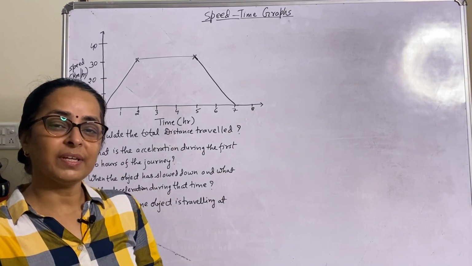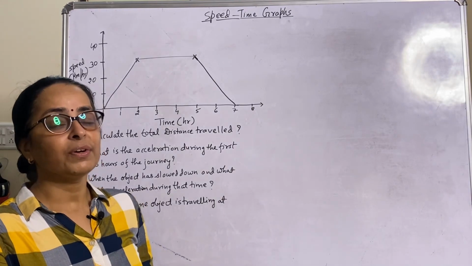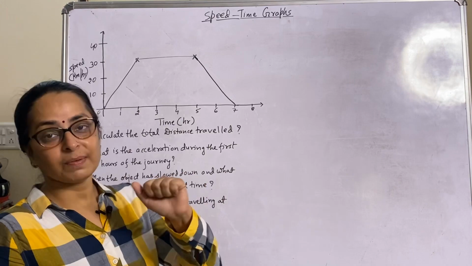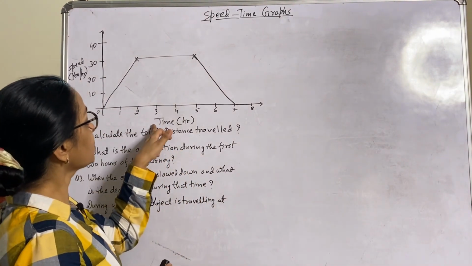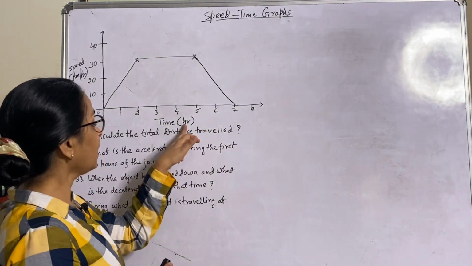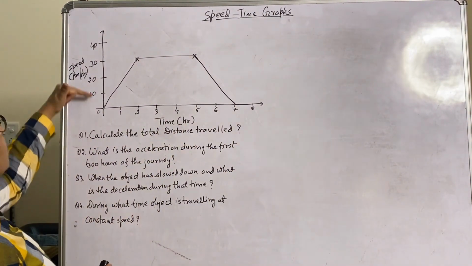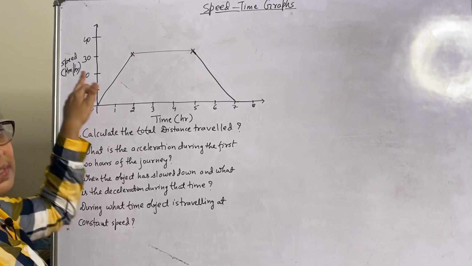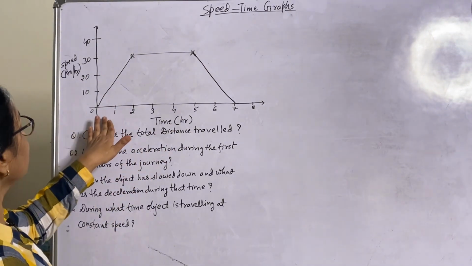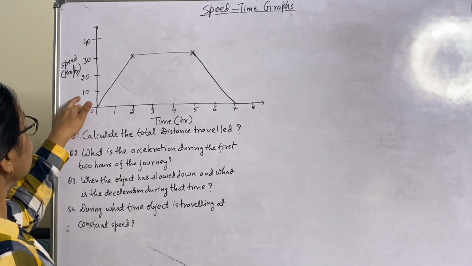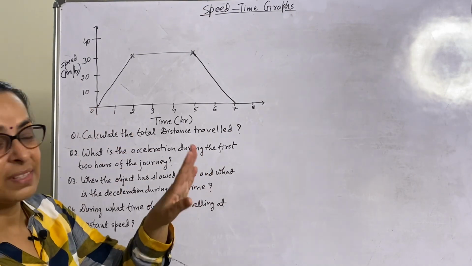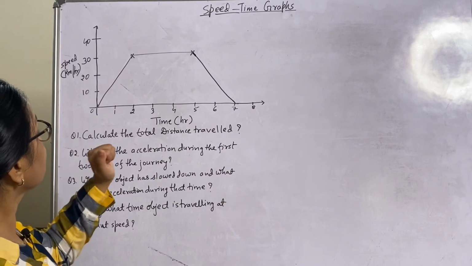In the last video, I talked about the distance-time graph. Now here, let us do the speed-time graph. I have plotted a graph which shows time on the x-axis in hours and speed on the y-axis in kilometers per hour. Here 1 centimeter is taken as 1 hour and here 1 centimeter is taken as 10 kilometers per hour. So this is our scale of the graph.